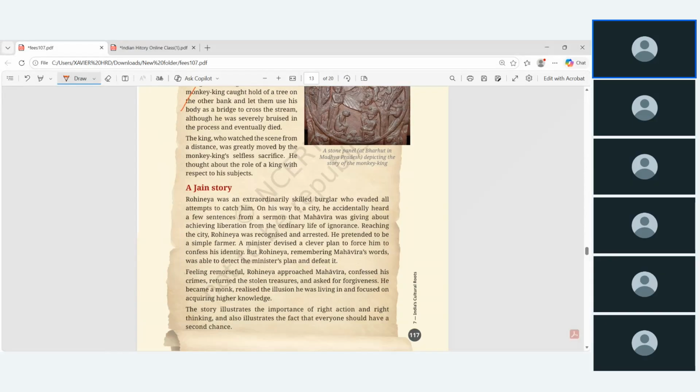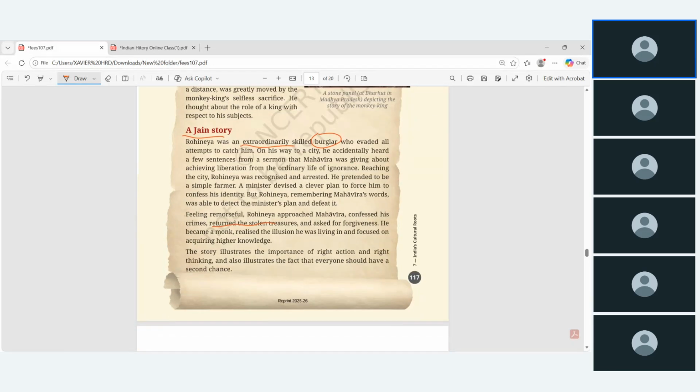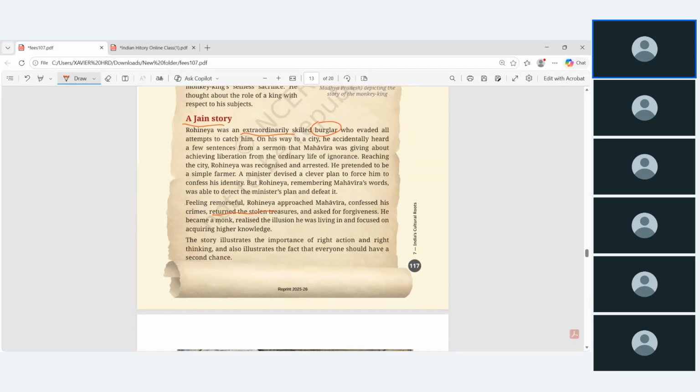There was one more story there, a related Jain story. That is a story about Rohiniya. He was a thief, an extraordinarily skilled thief. After hearing the preaching of Mahavira, he confessed, returned all the stolen treasure, sought forgiveness and became a Jain monk.